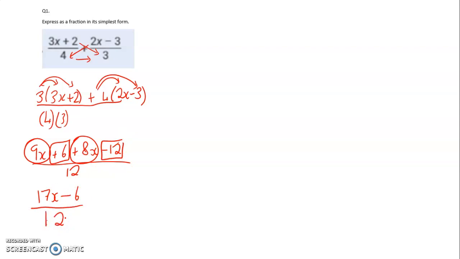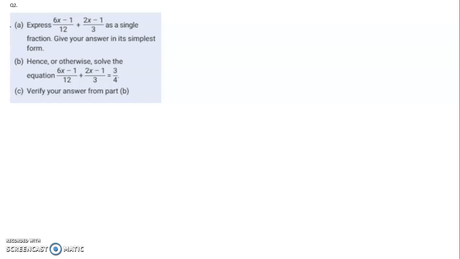Then to check if I simplify it, I need to think, is there a number that will divide into 17, 6 and 12? In other words, what's the highest common factor of 17, 6 and 12? Well, that's 1, so therefore it's simplified as much as possible. Question 2.